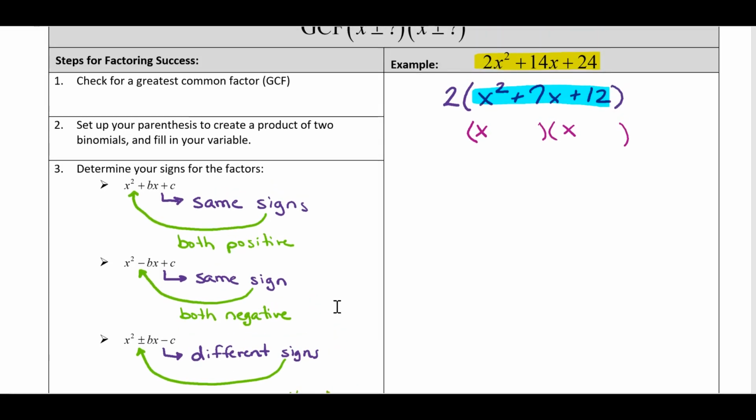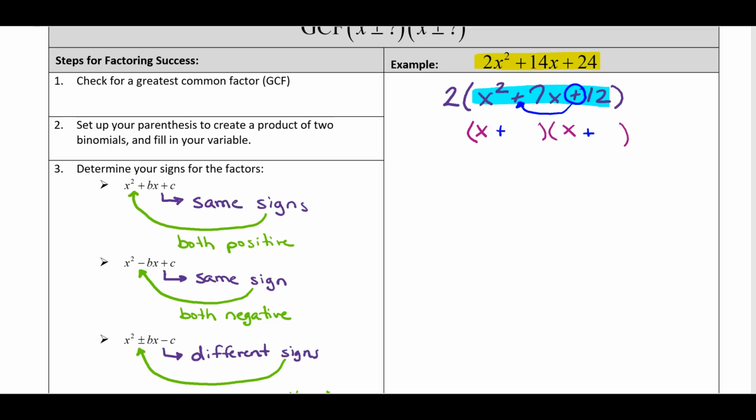So looking back up here, our polynomial x squared plus 7x plus 12, the second sign right here is positive. So since that second sign is positive, that means my signs are going to be the same. So now I have to look to the front. Because the first sign is also positive, that means both of my signs are going to be positive.